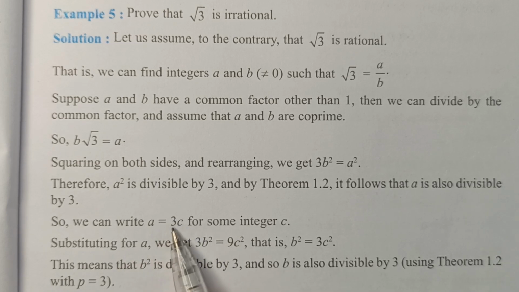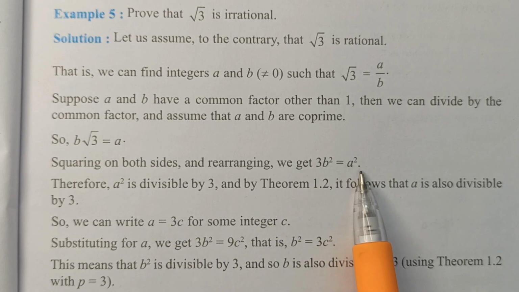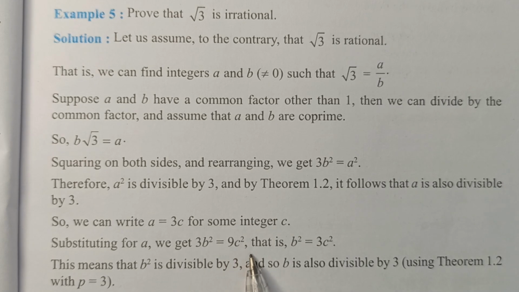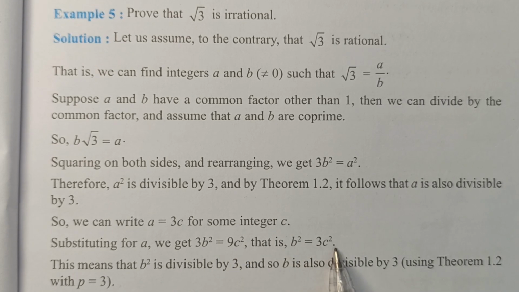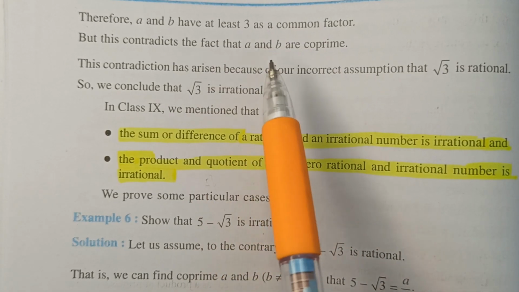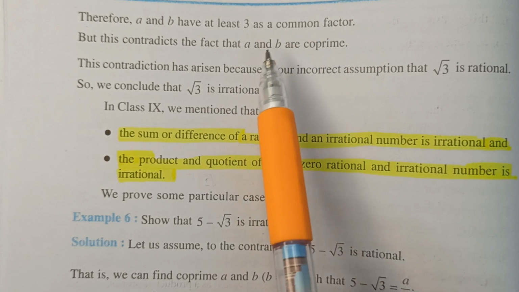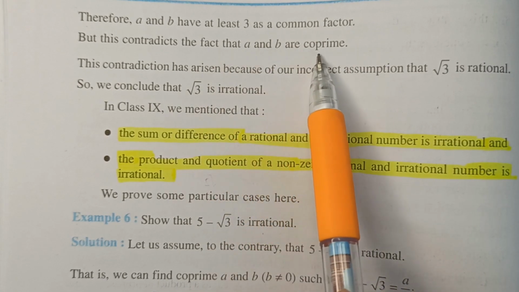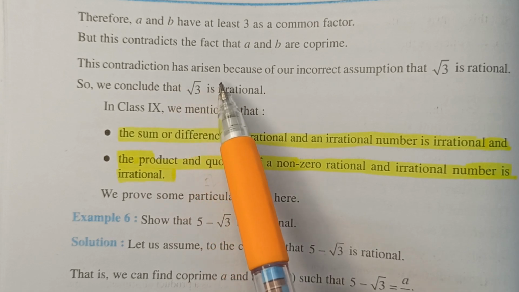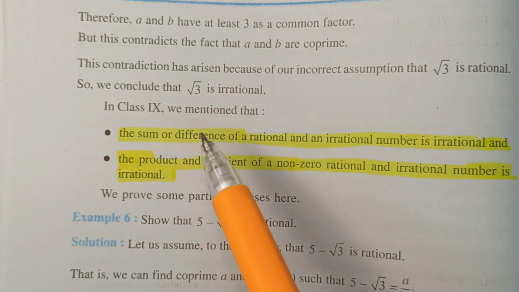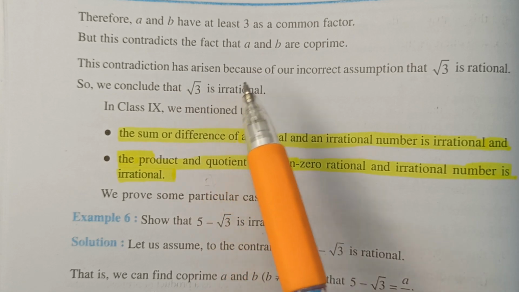Substituting a equals 3c in 3b square equals a square, we get 3b square equals 9c square, that is b square equals 3c square. Again b square is divisible by 3, which means, as per our theorem, b is also divisible by 3, considering p equal to 3. Therefore a and b have at least 3 as a common factor. This contradicts the fact that a and b are co-prime. This contradiction has arisen because of our incorrect assumption that root 3 is rational. So we conclude that root 3 is irrational.